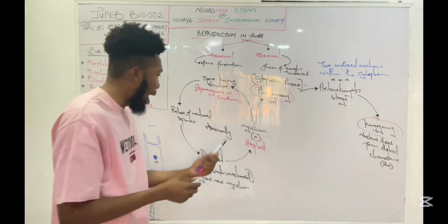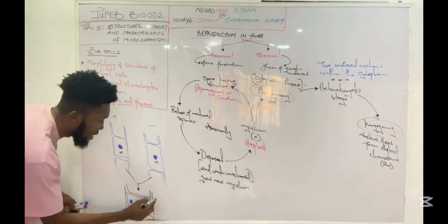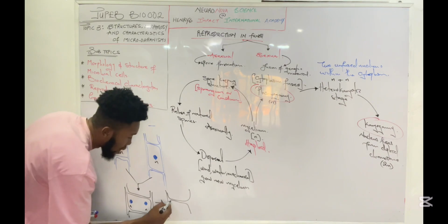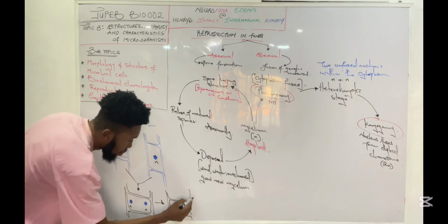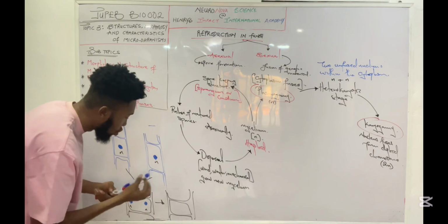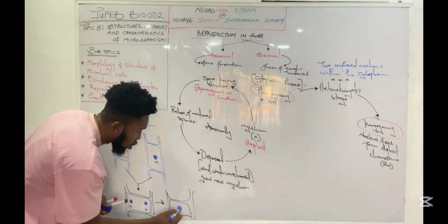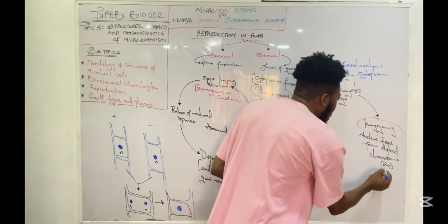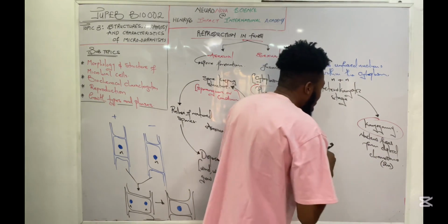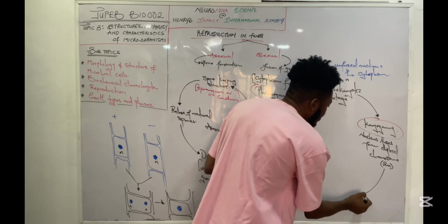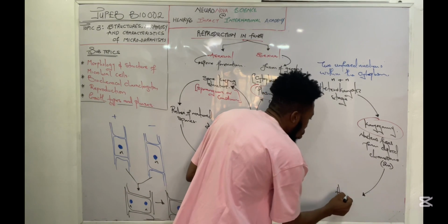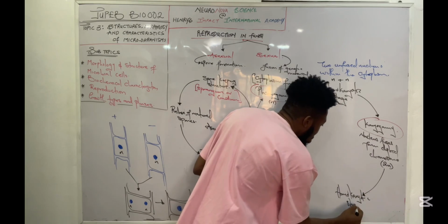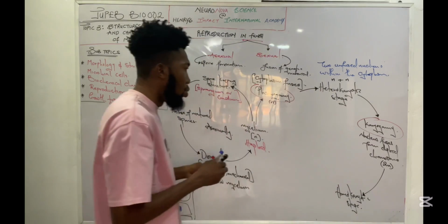So after this happens, this guy will now look somewhat like this. So you just have a single nucleus now. This is where the fusion happened. So that's what's happening in that place. So what kind of nuclear situation are we having here now? We are now having the normal homokaryotic stage.